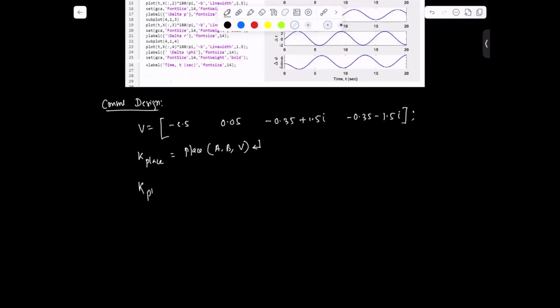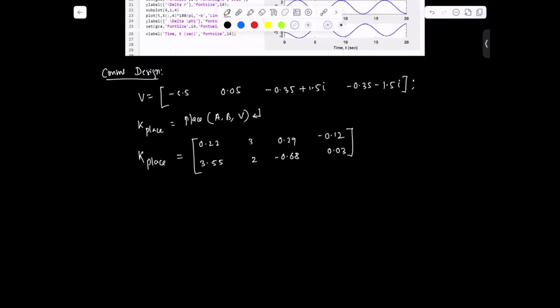K place provides the control gain parameters in terms of a matrix: 0.22, 3, 0.29, minus 0.12. And since there are two controls, the control gain parameters in matrix form: 2, minus 0.68, 0.03.